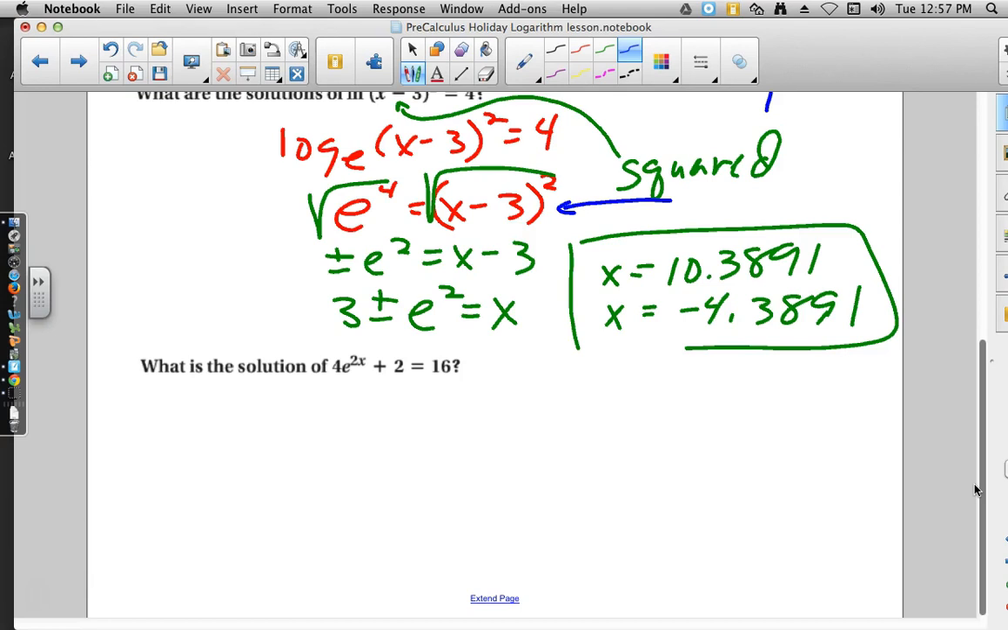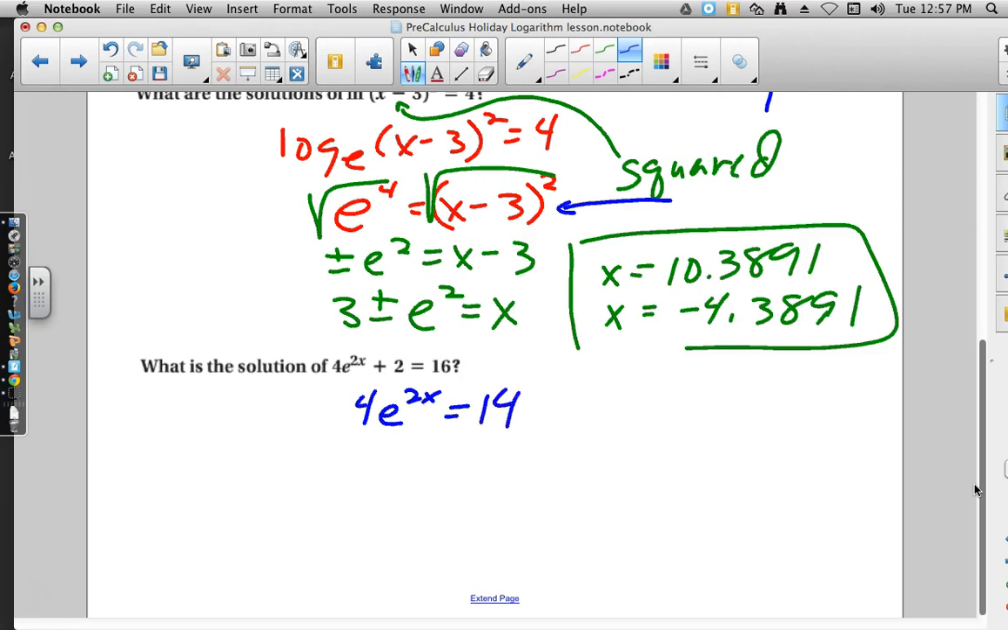And then part of the hidden message for what is the solution of 4e to the 2x plus 2 equals 16, the letter E as in everybody. So E is the hidden letter for what is the solution of 4e to the 2x plus 2 equals 16. Now, your algebra skills and your intuition should kick in, and you should say, wait a minute, I've got to subtract that 2. Absolutely have to subtract that 2.